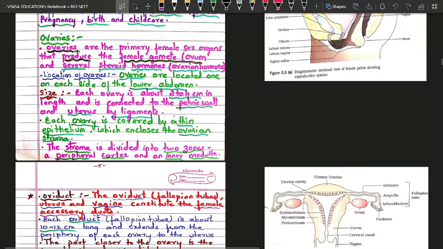So these are the ovarian ligaments. You can see the thread-like structure here. They are called the ovarian ligaments.